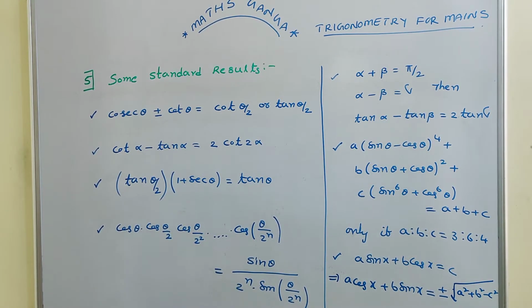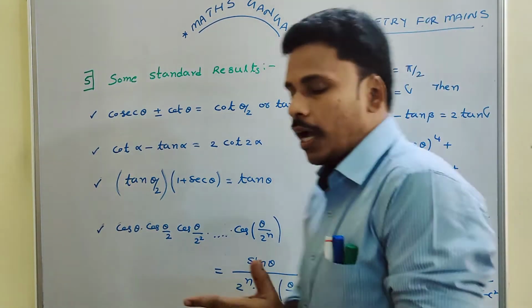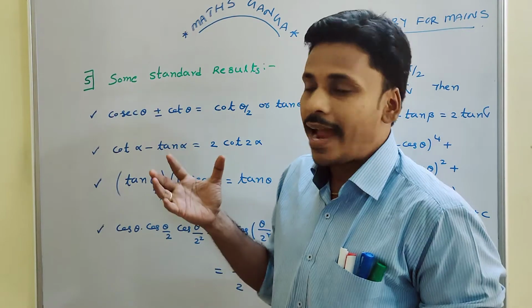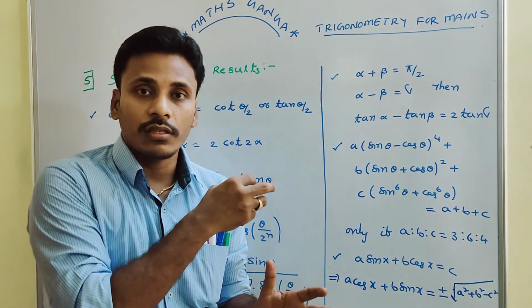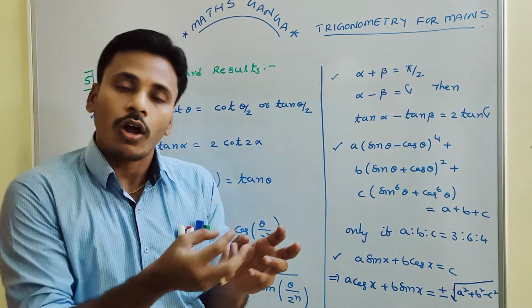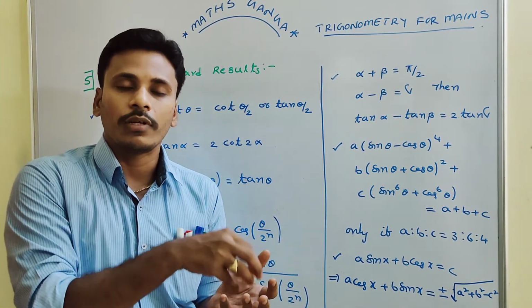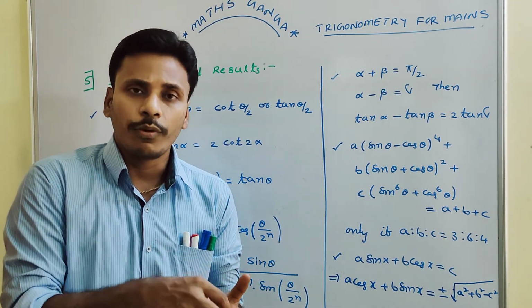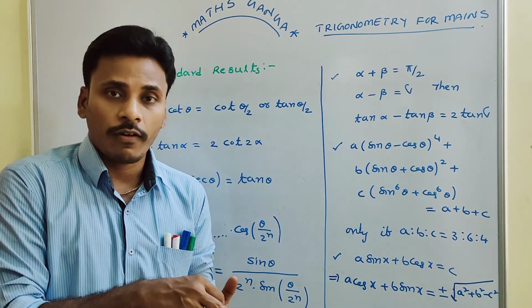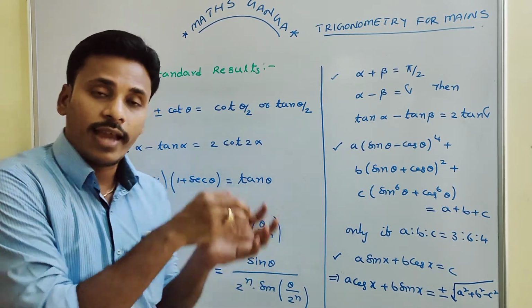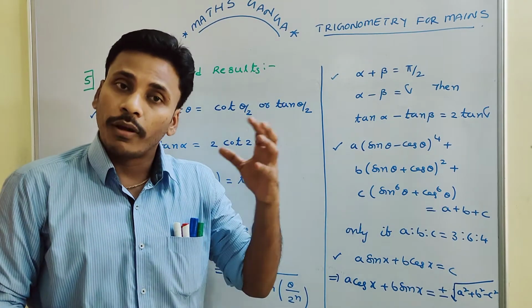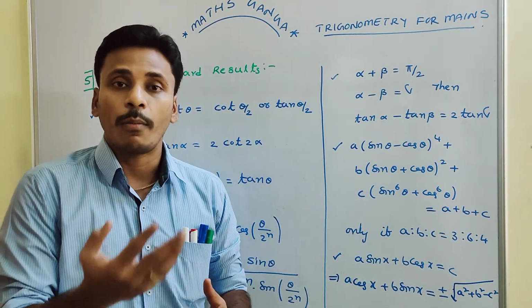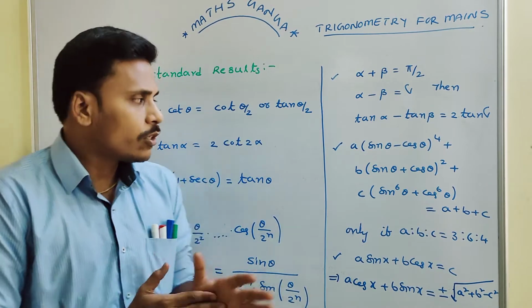Now, look at the board. This is the fifth conceptual idea regarding trigonometry, and here I included all the standard results which I collected from the previous year mains questions. See, these standard results are already used in solving different problems related to the previous year mains questions. So if you are perfect at this, if you memorize all these standard results, then they will help you to solve the previous year mains questions as well as the coming mains also. Right? See, you just look at this.